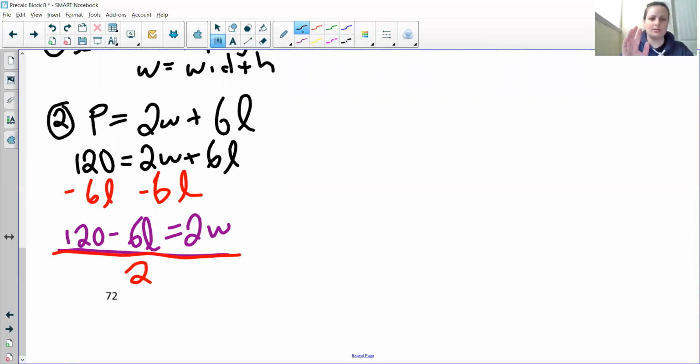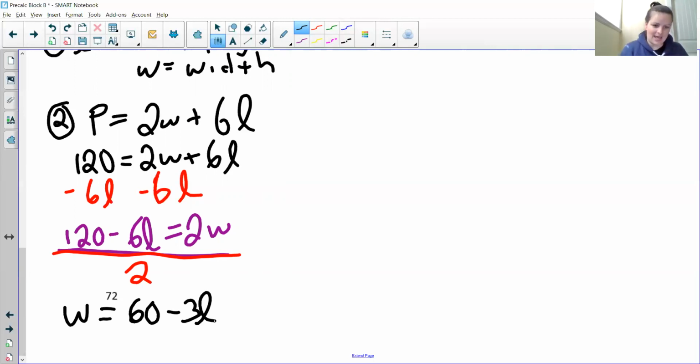And I'm going to also just switch the sides that everything's on. So I'm going to put W on this side. So 2W divided by 2 is W. 120 divided by 2 is 60. And negative 6L divided by 2 is negative 3L.